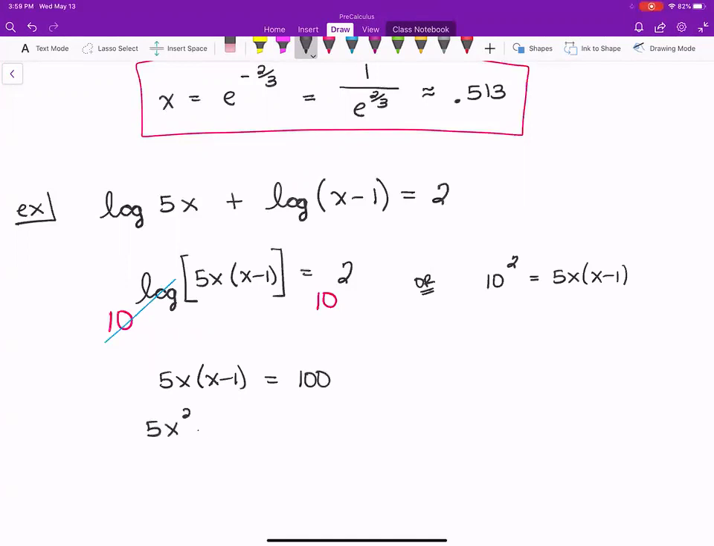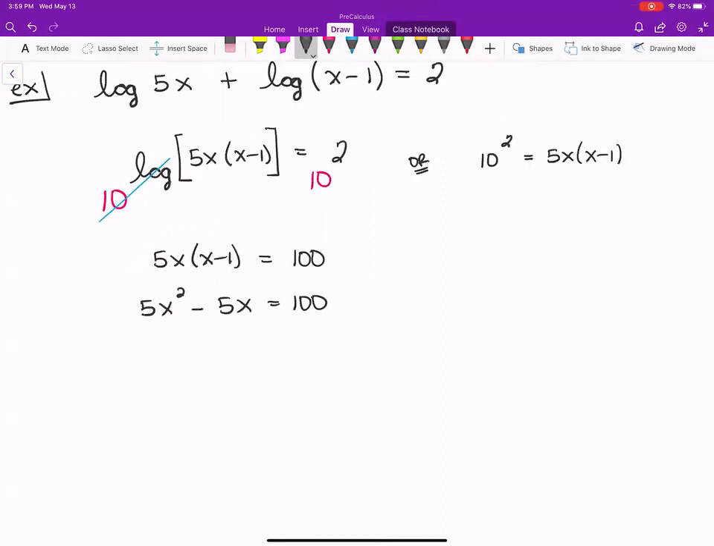So 5x squared minus 5x equals 100. And quadratic equations have to be set equal to 0. So I would have 5x squared minus 5x minus 100 equals 0. I'm actually going to just go ahead and divide everything by 5 since I've got that ability to. And then I'm going to factor if I can, which this one looks like it's pretty easy to factor.